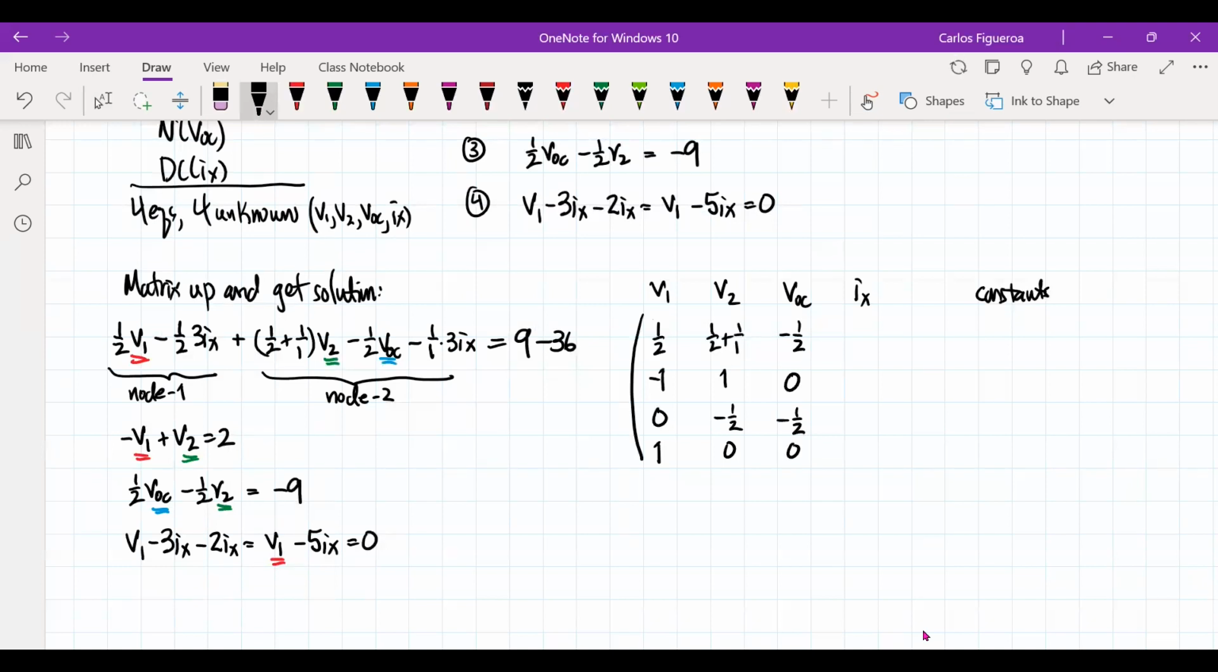Now IX. So if I look at IX, I have IX here, IX here, and I have IX right here. So I'm now writing this out here. So I'm going to get minus 3/2, minus 1 over 1. Nope, not 1 over 1. I got to write 3 there. And then I should have 0, 0, and then minus 5.